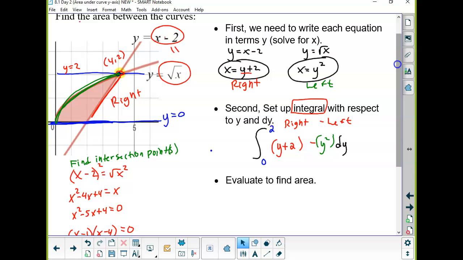Wait, so the first thing, you did the y equals x equals y plus 2? Here? Yeah, you do that first, right? Yeah. Do that first. Yeah. You have to do it before you plug it in here and here.